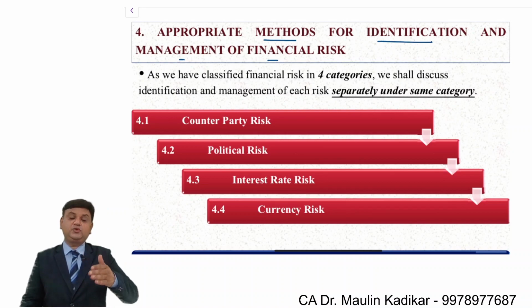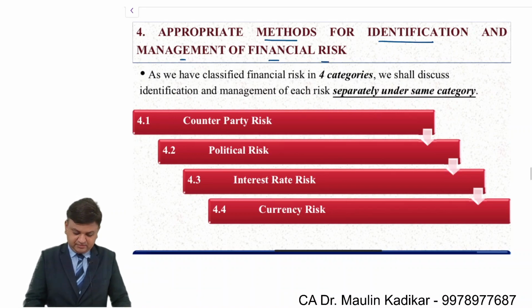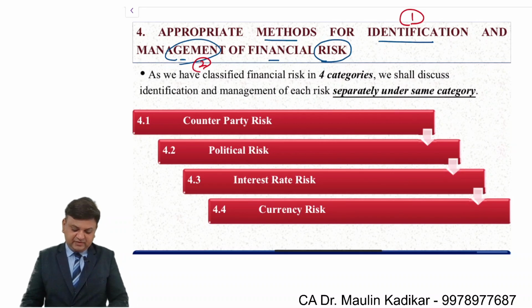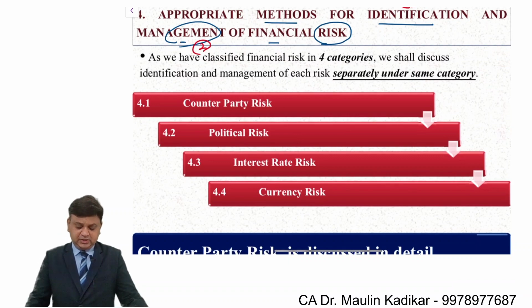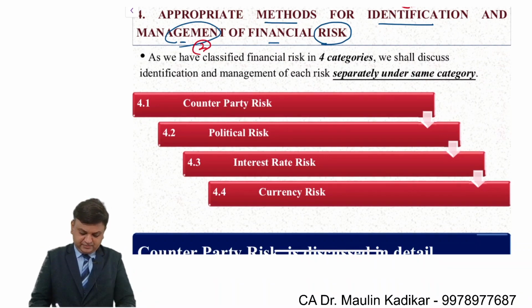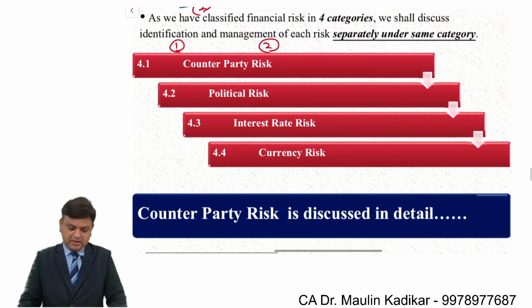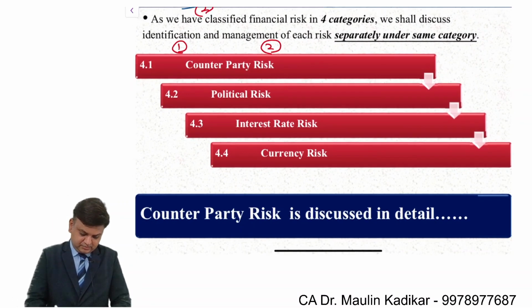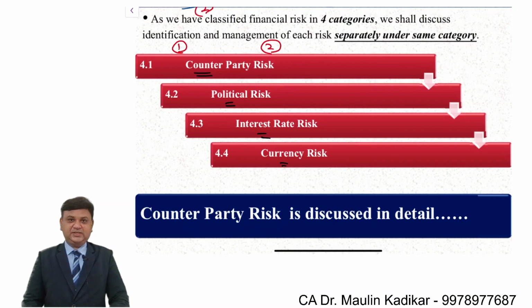So methods with which you can identify that there is a risk, and management. So there are two things: method of identification and the second is the management. As we have classified the financial risk in four categories, we shall discuss the identification and management of each risk separately under the following categories: counterparty risk, political risk, interest rate risk, and currency risk.